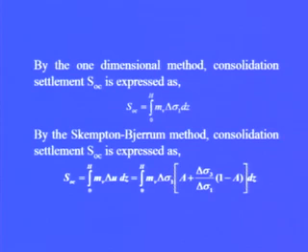By the one dimensional method, consolidation settlement is expressed in terms of the coefficient of volume change as integral from 0 to H of mv delta sigma 1 dz, where dz is the differential layer of consolidation. By the Skempton-Bjerrum method, consolidation settlement is expressed differently. In place of delta sigma we substitute delta U, and it will be equal to integral from 0 to H of mv delta sigma 1 into A plus delta sigma 3 upon delta sigma 1 into (1 minus A) dz.